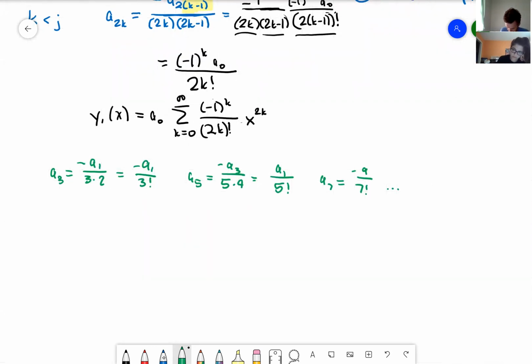And we will conclude from this that a 2k plus 1, so we want the odd ones now, are equal to negative 1 to the k, a1 over 2k plus 1 factorial.